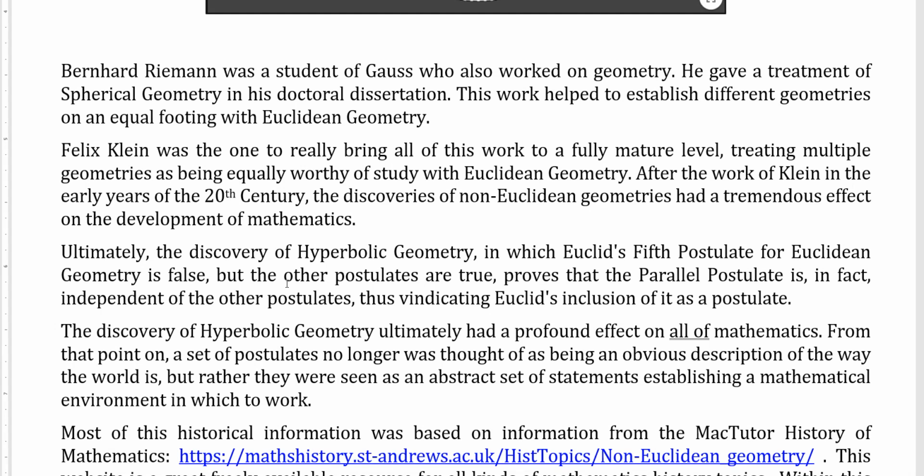Ultimately, the discovery of hyperbolic geometry, in which Euclid's fifth postulate for Euclidean geometry is false but the other postulates are true, proves that the parallel postulate is in fact independent of the other postulates, thus vindicating Euclid's inclusion of it as a postulate. The discovery of hyperbolic geometry has ultimately had a profound effect on all of mathematics. From that point on, a set of postulates was no longer thought of as an obvious description of the way the world is, but rather they were seen as an abstract set of statements establishing a mathematical environment in which to work.